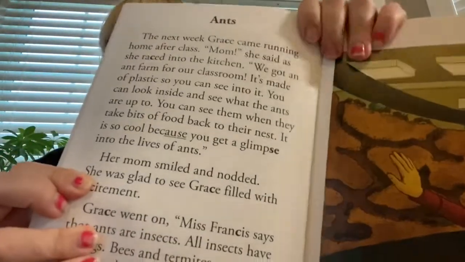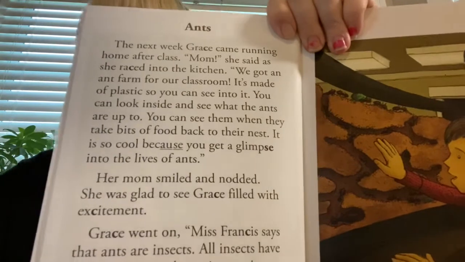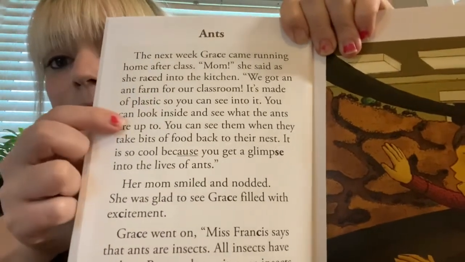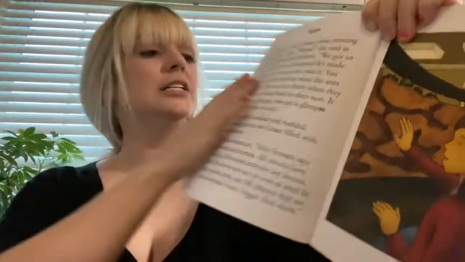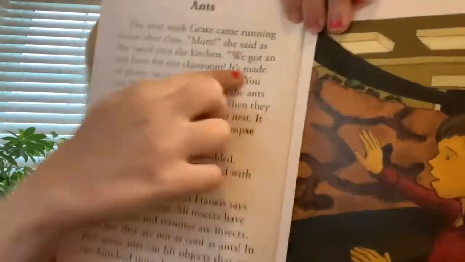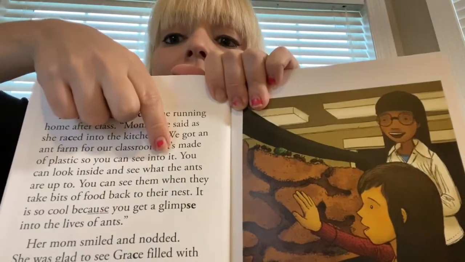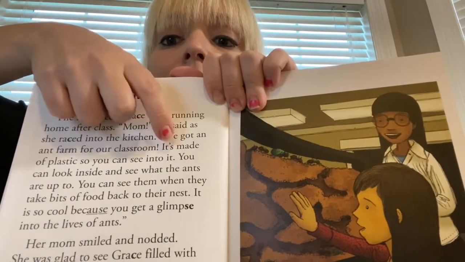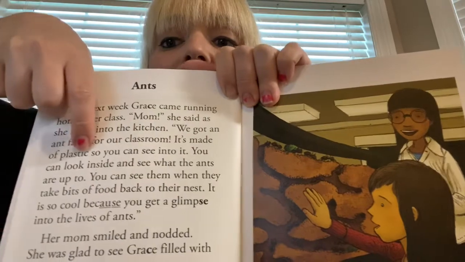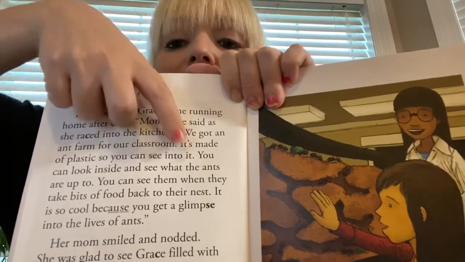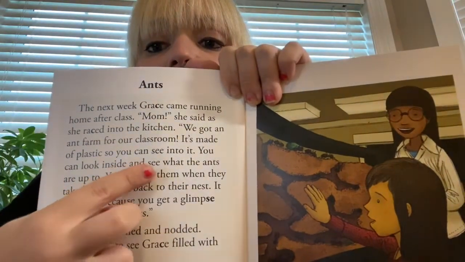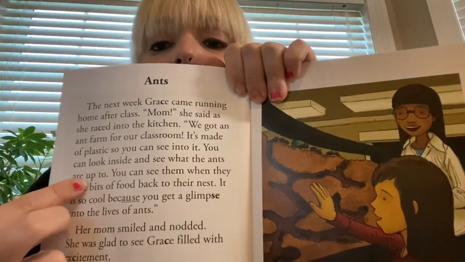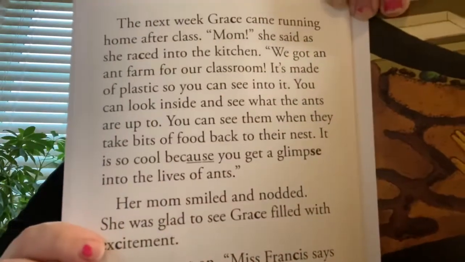We can use the text to answer that question. It says, it's made of plastic so you can see into it. Let's see where that is. Right here. It's made of plastic so you can see into it. So it's see-through. You can look inside and see what the ants are up to. So there it is in the text.